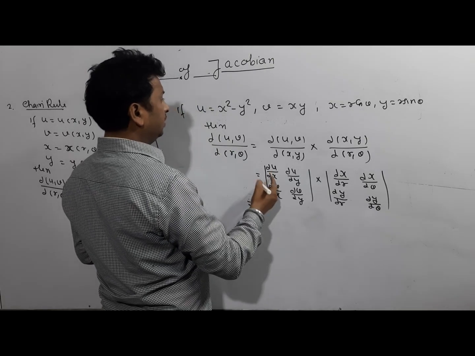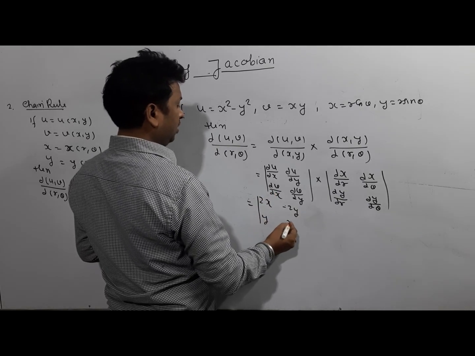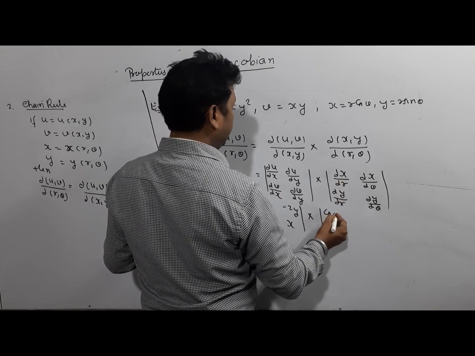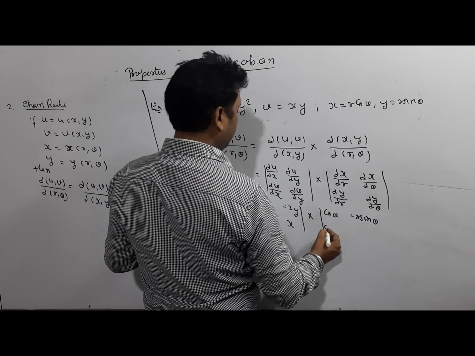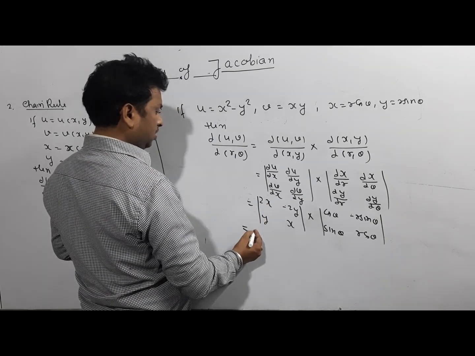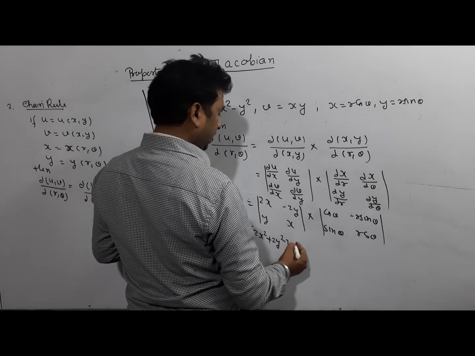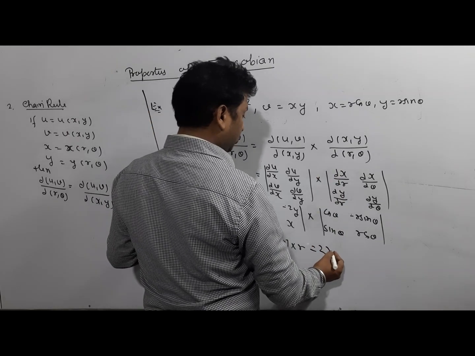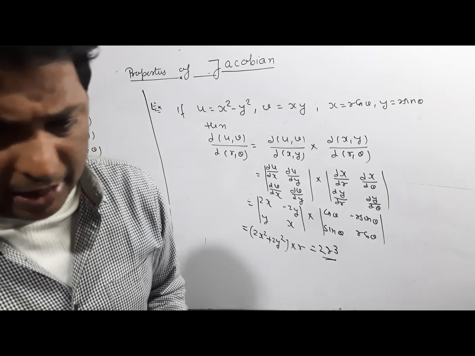What is the value? Del u over del x is 2x, del u over del y is minus 2y, del v over del x is y, this is x, into del x over del r is cos theta, minus r sin theta, r cos theta. What is the value? 2x square plus 2y square. Correct? And this is r. 2 common, x square plus y square is equal to r square, so 2r cube is the answer. So this is the chain rule. Now two more properties are there. I am going to explain one by one.